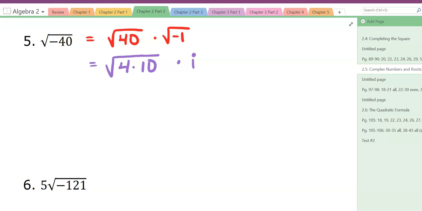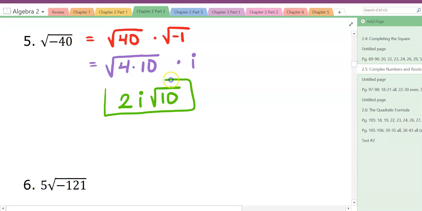So what's the square root of 4? 2. So this square root of 4 becomes a 2. I would go ahead and bring the i over. And that 10 is going to have to stay underneath the square root sign because you can't do anything with it. So the answer would be 2i square root of 10.